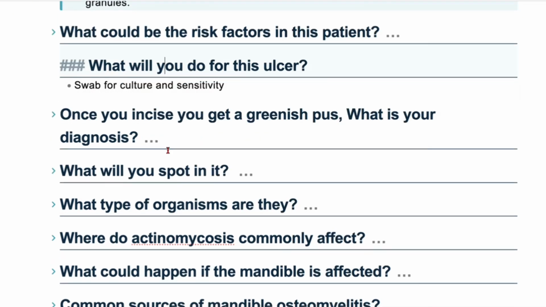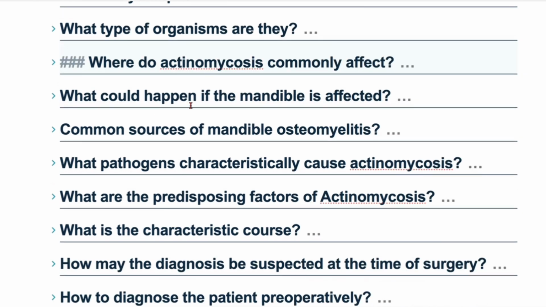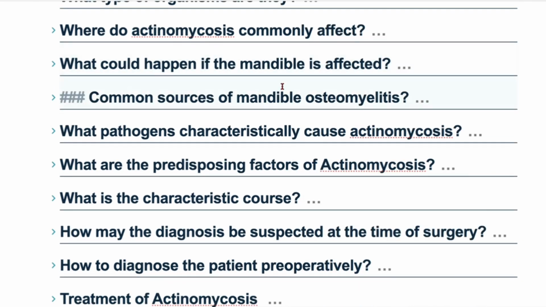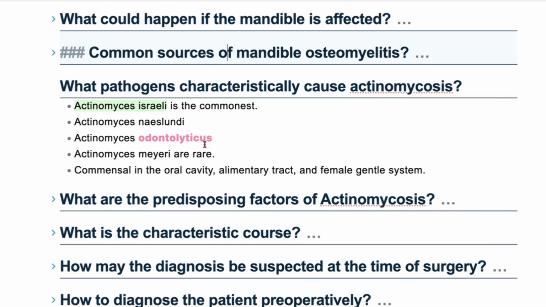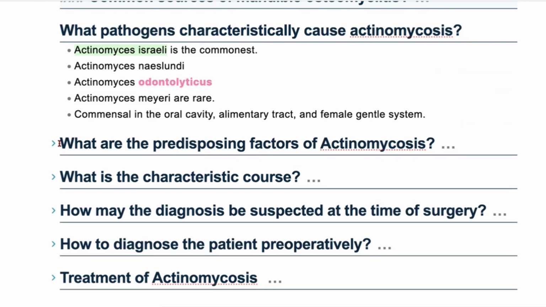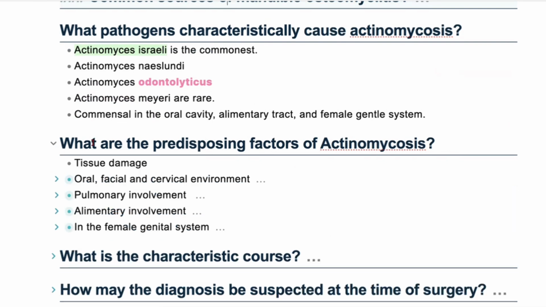Again, that was okay. So a new scenario that's come up recently as well. Are you asking about actinomycosis if it's a new scenario? Yeah, I heard that came in recently. It's only the pathogens. Just try to remember maybe two of them. Israelii, odontolyticus, that would be easy to remember. Predisposing factors, I think I mentioned the two key points. You can always add more.